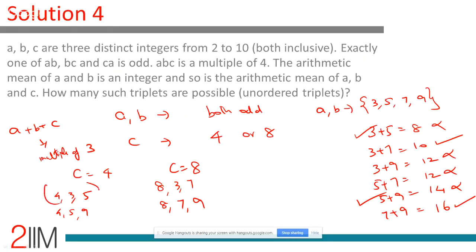So we have 4 triplets possible: 435, 459, 837, 879. The question asks for unordered triplets, so we don't need to worry about 453, 534, all that. We just want unordered triplets. 4 triplets are possible that satisfy all these criteria.